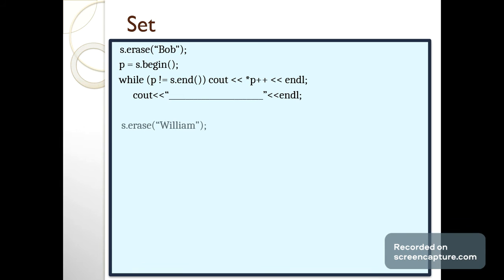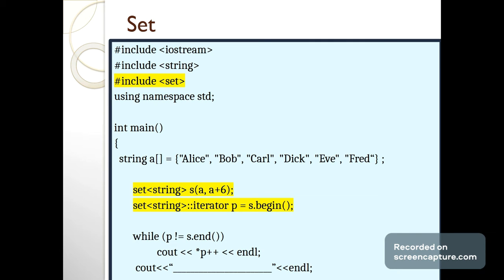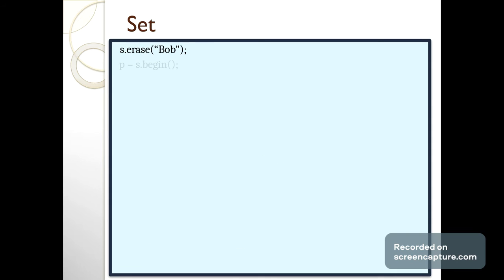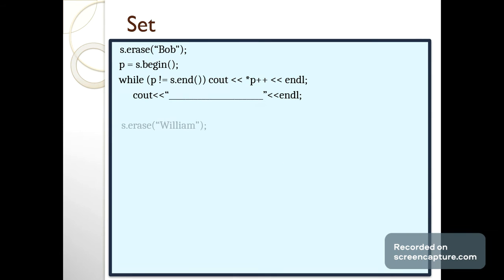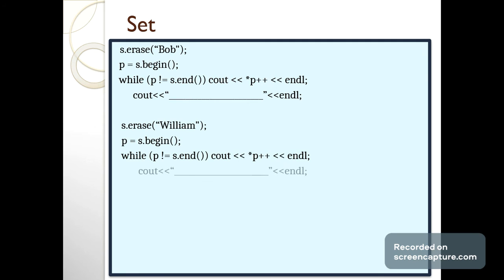After that, I am writing s dot erase William, which means again I am deleting another value from the set. Now, if you observe in the set, there is Bob, but there is no William. So it will not affect anything, and your set will remain as it is. It will not give you any error also if William is not found, and this is being displayed.